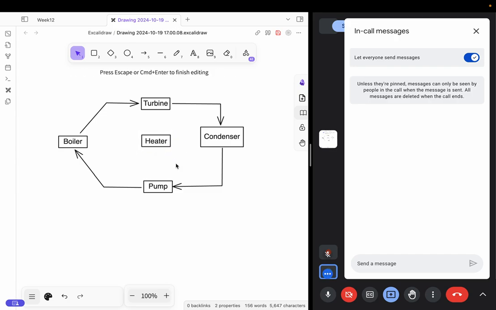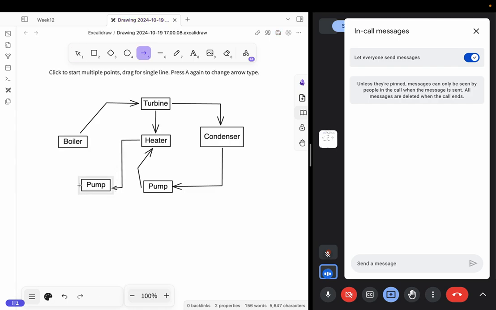And what does this heater do? It will take the output from the turbine. So the output of the turbine will go into the heater, and from the heater it will again go into another pump. So whichever is directly going here will now be connected to the heater over here. And from this heater you will have another pump. And this pump will get connected to the boiler.